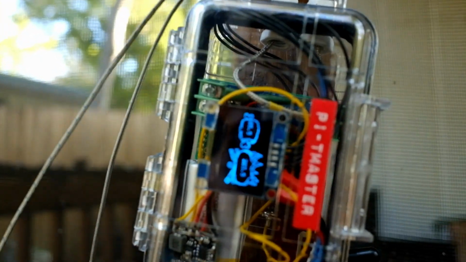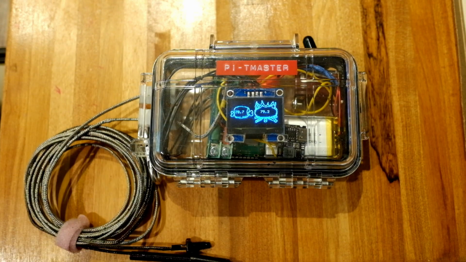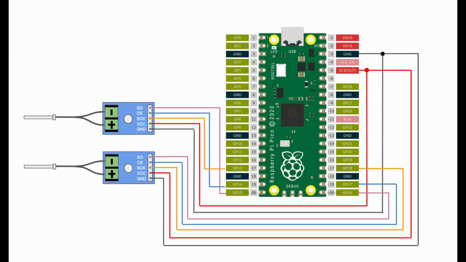The Pi-tmaster is an open-source wireless thermometer based around a Raspberry Pi Pico W. The overall hardware schematic looks like this. The Raspberry Pi Pico connects the two MAX6675 converter boards. These boards connect to K-type probes and convert them to a digital signal as an SPI serial interface, which can be set up on the Pico.